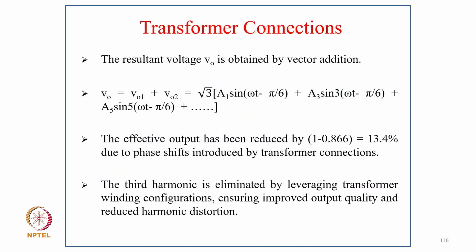So now coming to the resultant output voltage, which is obtained by vector sum. So V equal to VO1 plus VO2, and that is equal to root 3 times A1 sin omega t minus pi by 6 plus A3 sin 3 omega t minus pi by 6 plus A5 sin 5 omega t minus pi by 6 plus and so on. The effective output voltage is reduced by 1 minus 0.866, that is 13.4 percent, due to the phase shift introduced by the transformer connection. This third harmonic is eliminated by leveraging the transformer winding configuration, ensuring improved output quality and reduced harmonic distortion.